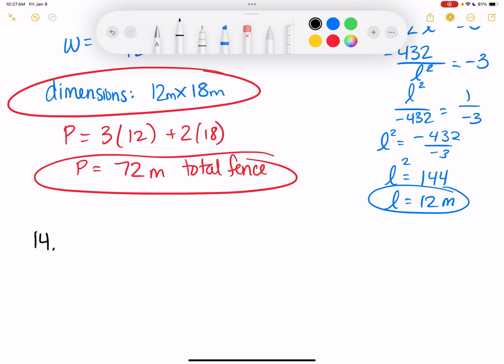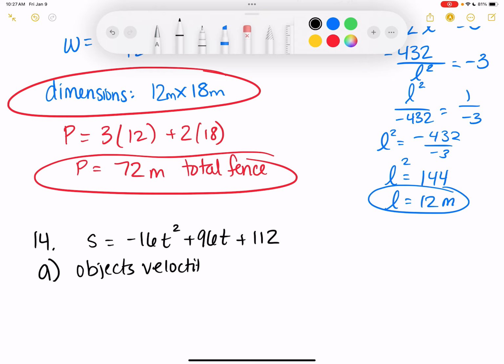The height of an object moving vertically is given by S equals negative 16t squared plus 96t plus 112, with S in feet and t in seconds. And then the first thing is, we'll just work step by step. The first part is to find the object's velocity when t equals 0.